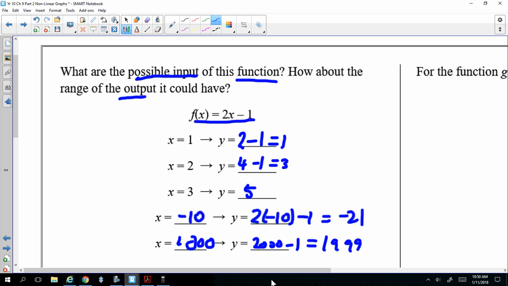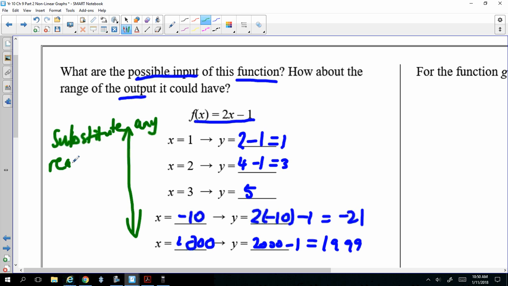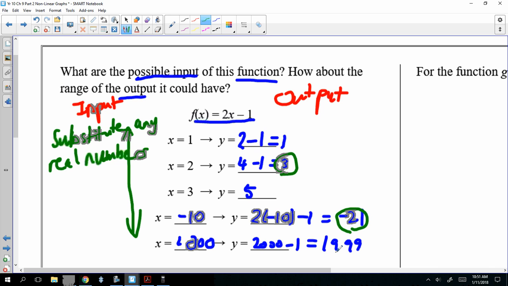Okay, so the question is, what are the possible inputs you could have? What sort of numbers can you substitute? You can substitute anything, isn't it? Well, not anything, any real numbers. So these are the possible inputs, and then let's look at the output. What are the possible outputs you could have? The output could be negative, the output could be positive, it could be anything, isn't it? So we'll say the output could be any real values too.